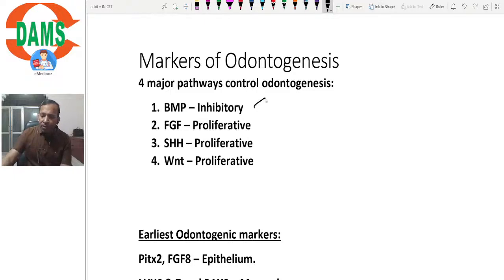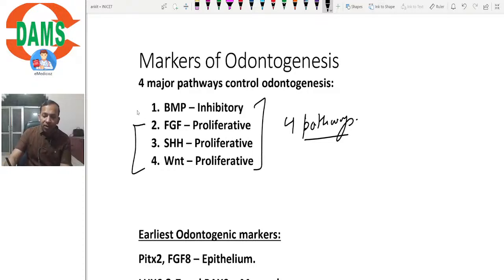We have 4 different pathways, right? There are 4 pathways that control odontogenesis. So these 4 pathways will control odontogenesis. 3 are proliferative and 1 is inhibitory, right? So what does proliferative mean? That means they will induce odontogenesis.